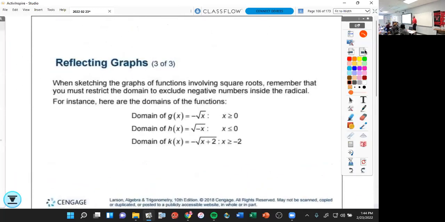Pay attention to your domain. The domain of g of x. If I have negative square root of x, x has to be non-negative, right? You can't take the square root of a negative number. So make sure your domain is correct. But look at this one. If h of x is equal to the square root of negative x, now x has to be non-positive. Do you see why?